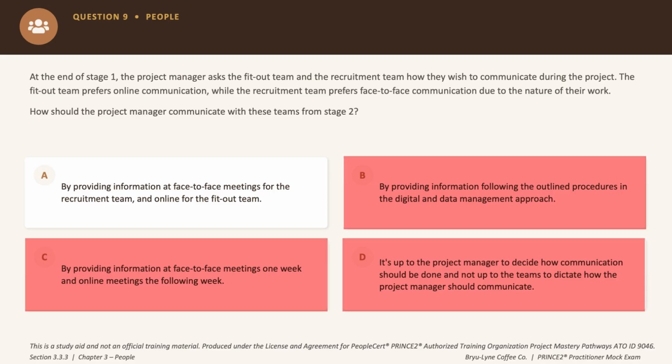Now option A says provide face-to-face for the recruitment team and online for the fit-out team, and that is exactly the right answer choice because this respects each team's working style and the nature of their tasks. So the correct answer is option A.